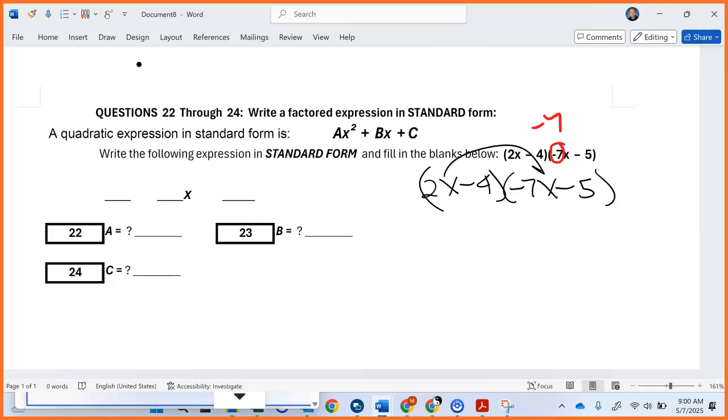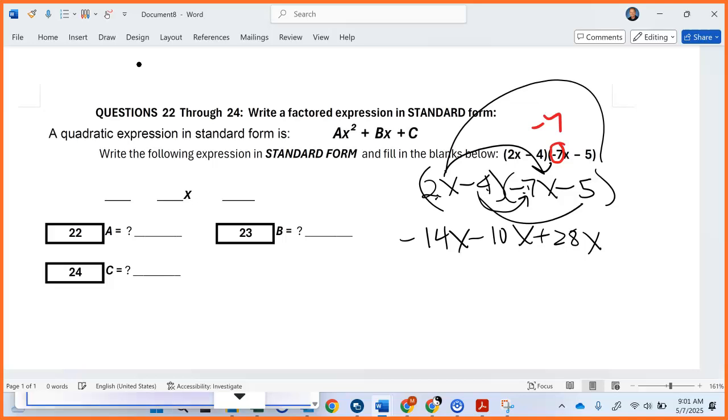So again, we multiply there. 2 times negative 7, negative 14x. Make sure you know how to do it on the calculator. So 2 times negative 5, negative 10x. And then negative 4 times negative 7, remember, that's multiplication. So that becomes positive 28x. And then here, negative multiplication negative 5 becomes plus 20, okay?